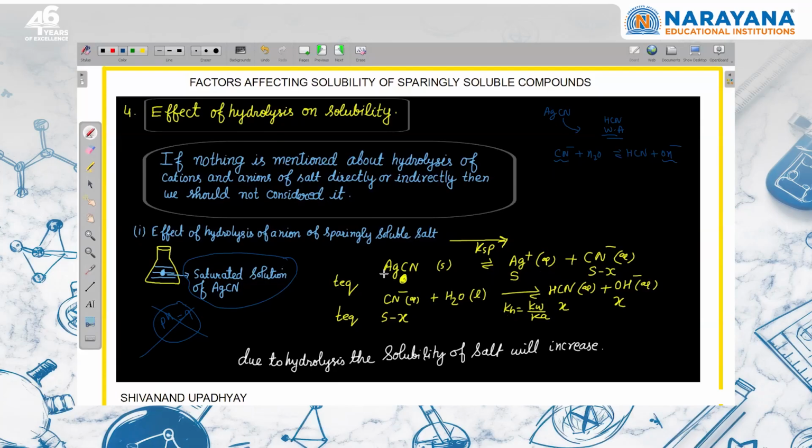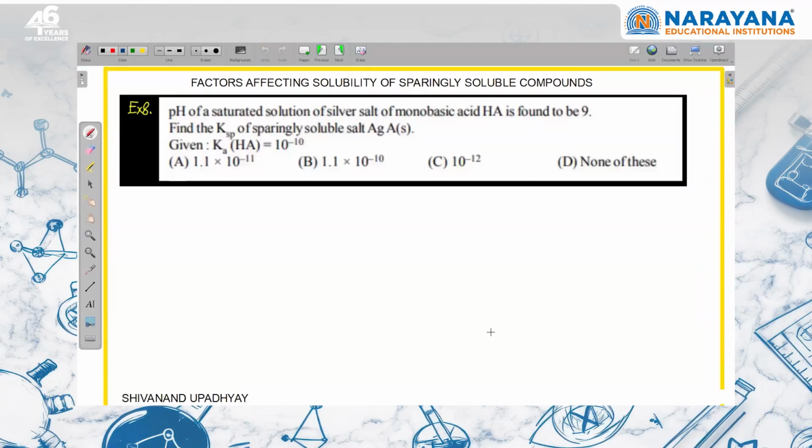So here also AgCN will dissociate to form Ag plus ion and CN minus ion, and then this CN minus ion reacts with water. When this CN minus ion reacts, the concentration of CN minus will decrease. So this equilibrium will move in the forward direction. So they will ask a question: due to hydrolysis, what is the effect? Due to hydrolysis of the salt, the solubility of the salt is going to increase. So due to hydrolysis, the solubility of the salt will increase, right? Now there are a few questions we are going to discuss. This is a very common question.